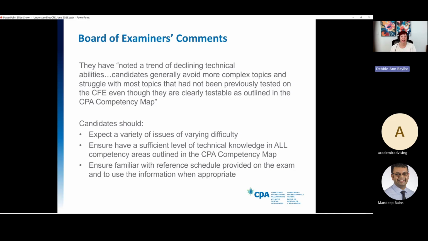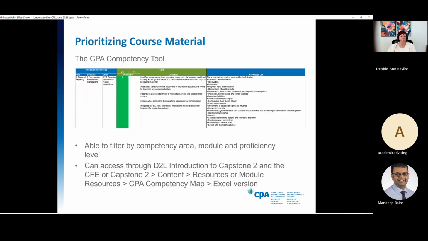They should ensure that they have a sufficient level of technical knowledge in all competency areas outlined in the competency map. Make sure that you're familiar with the reference schedule that's given to you on the exam. What type of information is there? Because there are lots of instances where you need to use that information.